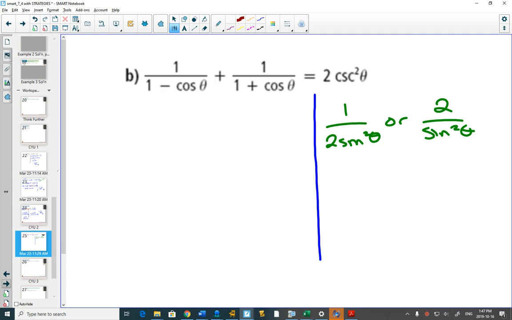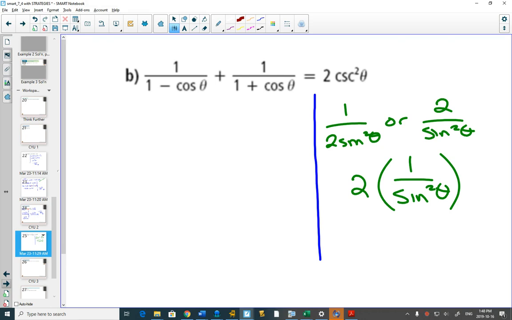So I saw some people write 2 over sine squared. I saw some people write 1 over 2 sine squared. And I saw some people write the step that you could do before this. Cosecant squared is 1 over sine squared. So the step before this that some of you wrote was this. That step is correct. But the question is, what happens with that 2? It's 2 cosecant squared, which is 2 times 1 over sine squared. Should that 2 stay on the top, or should that 2 move down to the bottom?